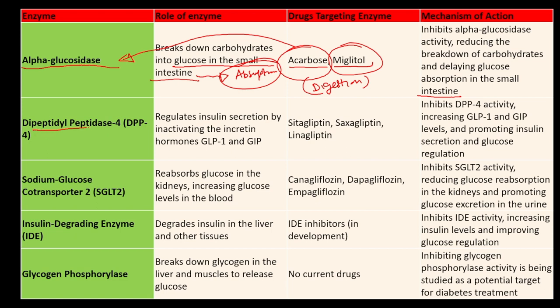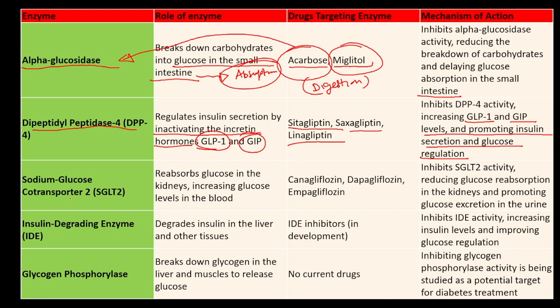Then we have dipeptidyl peptidase. It regulates insulin secretion by inactivating the secreting hormones like GLP-1 and GIP. So what you can do is put in these inhibitor molecules, and they will inhibit DPP-4 activity, increasing GLP-1 and GIP levels and promoting insulin secretion and glucose metabolism.